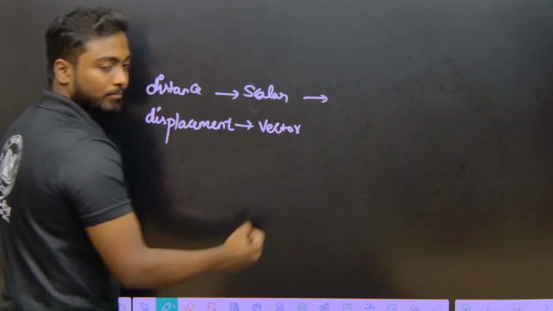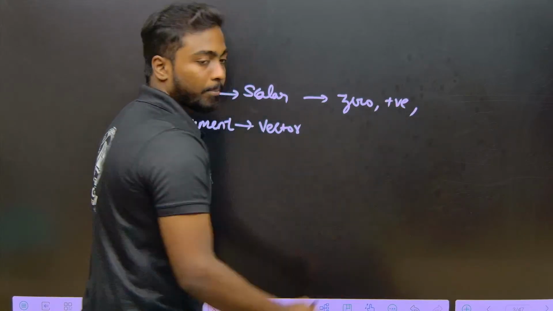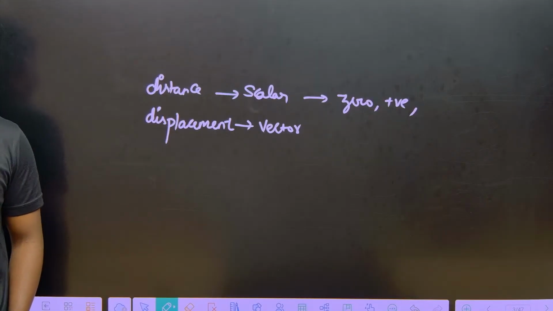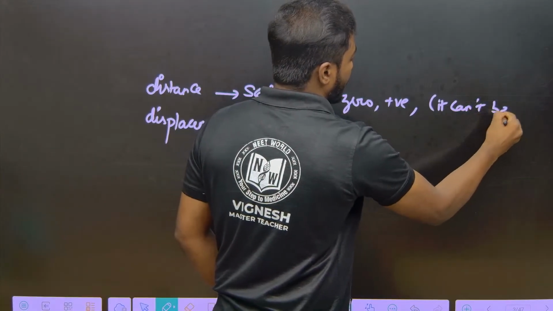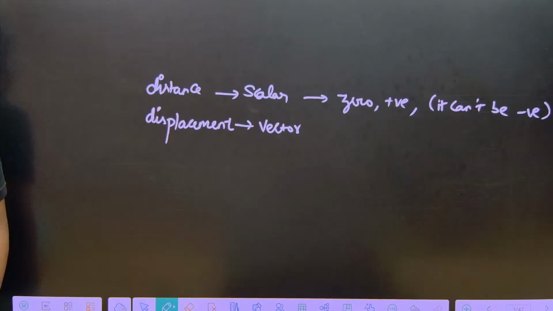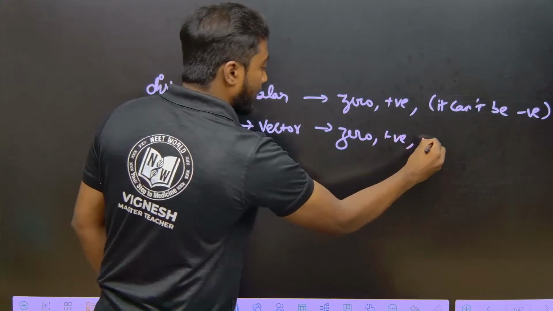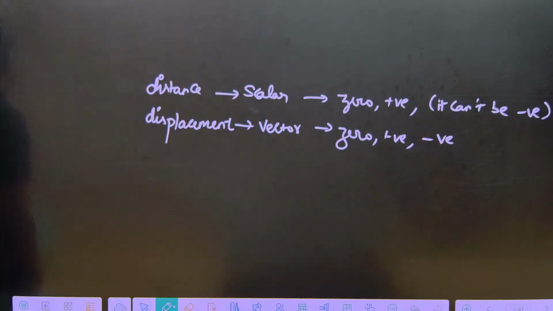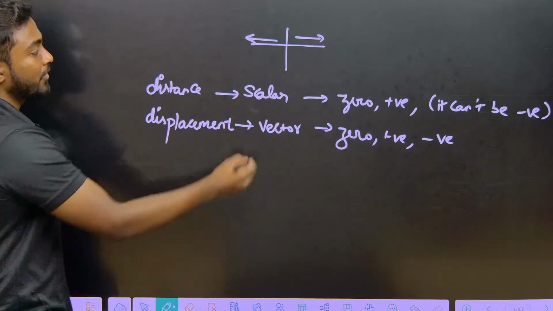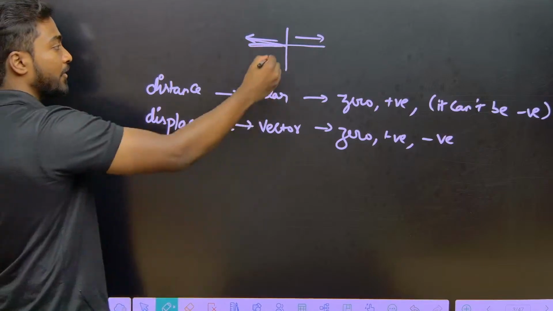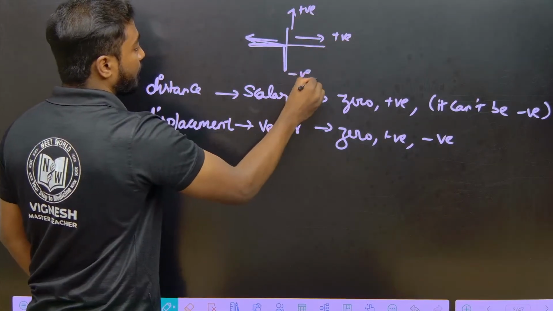Distance can be 0, it is positive, but it can't be negative. What about the displacement? It can be 0, positive as well as negative, because it has direction. Either it can go front or back. If it's going back, I will take it as negative. If it's going down, I will take negative. So this is positive, positive, negative, negative.